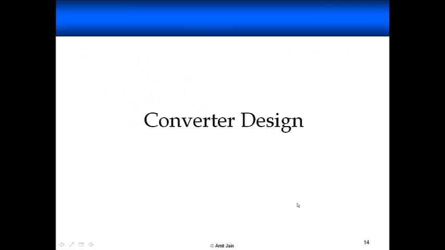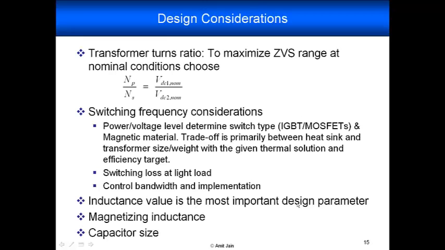In this lecture we're going to talk about the converter design details. The first design parameter is the transformer turns ratio. To maximize the zero voltage switching range at nominal conditions, we choose the turns ratio to be equal to the ratio of the voltages on the respective sides.